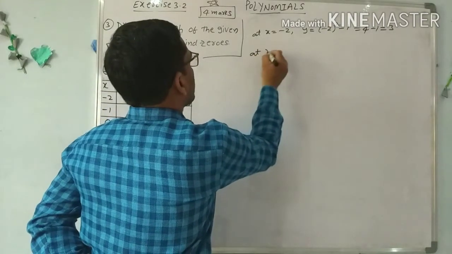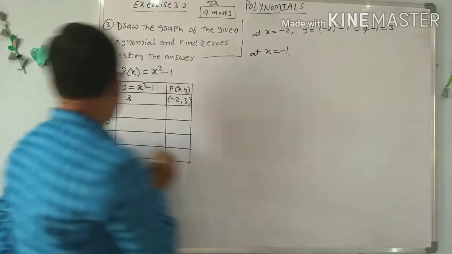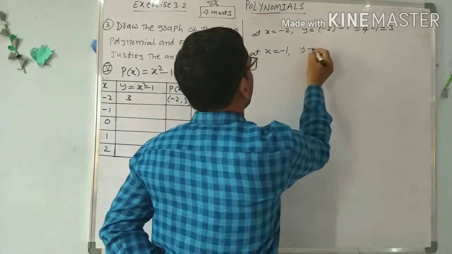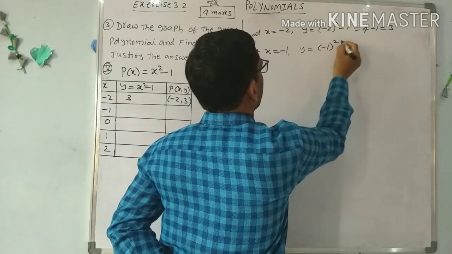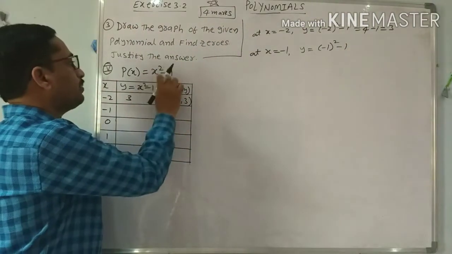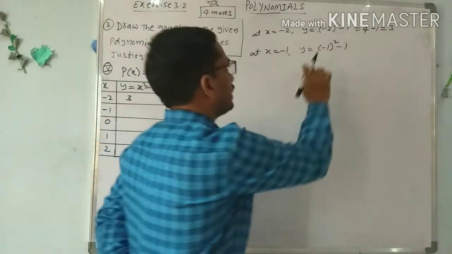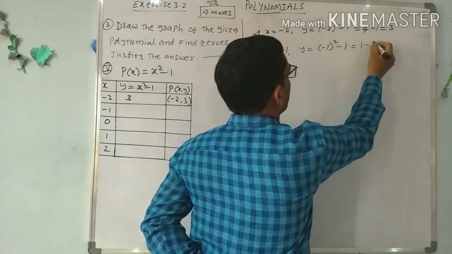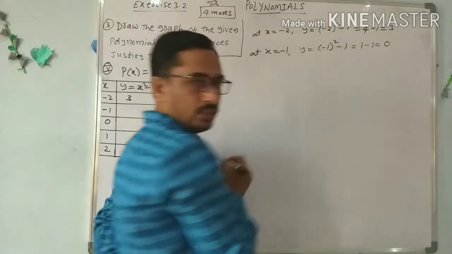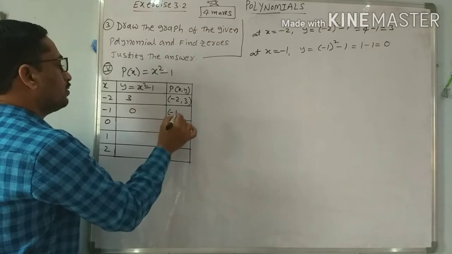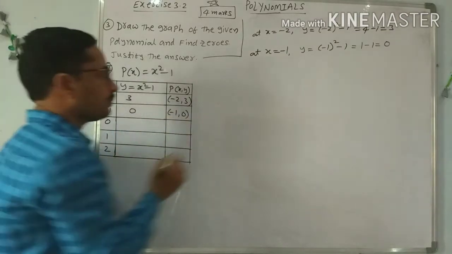Next, take the second value x equal to minus 1. Now find out the corresponding y value. y equal to minus 1 square minus 1, here x square minus 1 with x value minus 1. Minus 1 whole square value is 1. 1 minus 1 equal to 0. So at x equal to minus 1, y value is 0. So minus 1 comma 0.